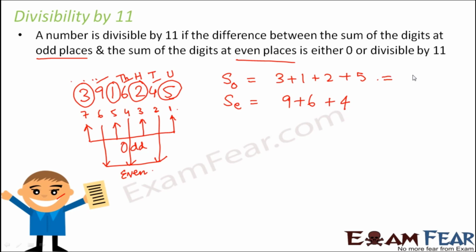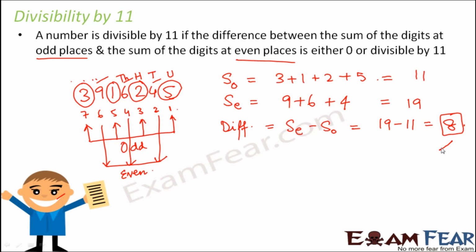Now the sum of the digits at the odd places comes out to be 11 and the sum of the digits at even places comes out to be 19. So now we need to calculate the difference between the two, that is sum even minus sum odd. So this comes out to be 19 minus 11, which is 8. Now this 8, if this is either 0 or divisible by 11, only then the number is divisible by 11. So do you think that 8 is divisible by 11? No. So therefore this number is not divisible by 11.